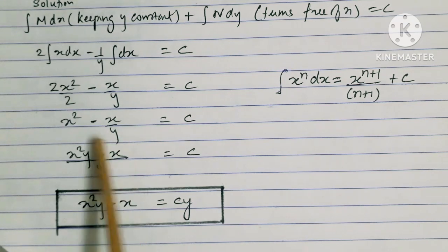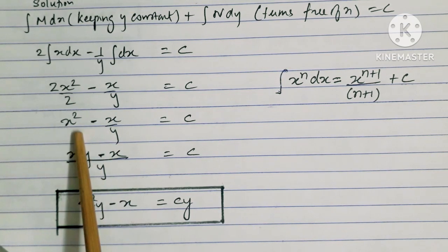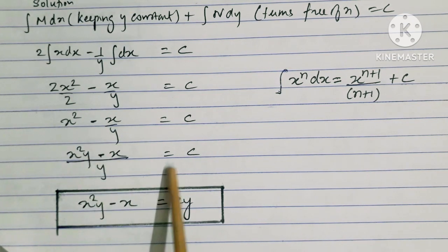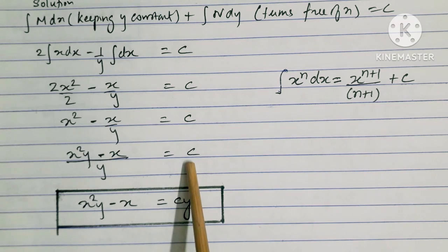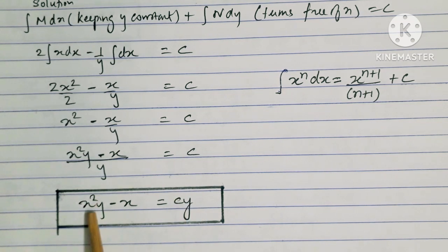Now taking the LCM, we can write x square y minus x upon y is equal to c. And we can write this as x square y minus x is equal to cy, which is the solution to the given differential equation.